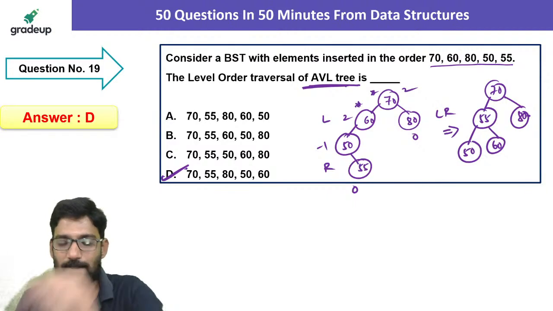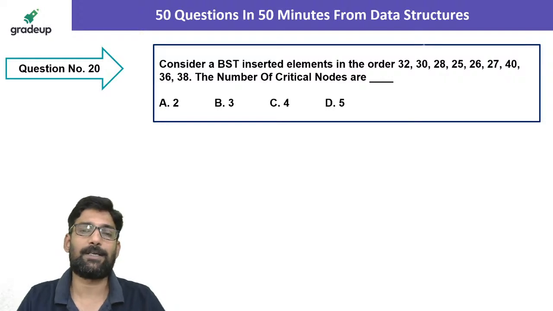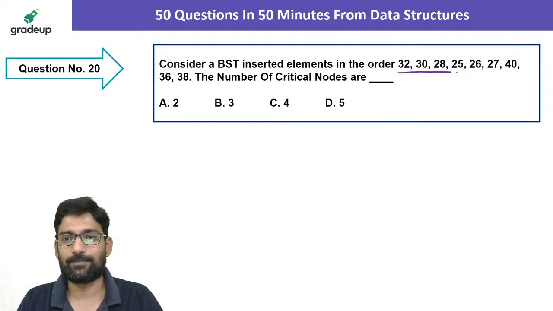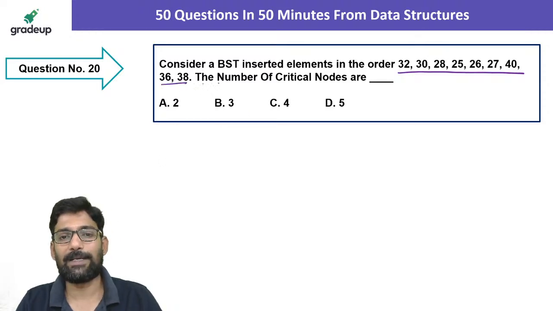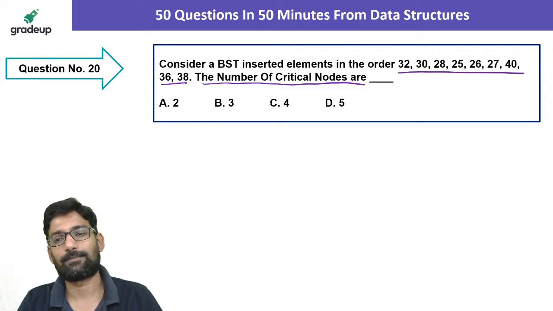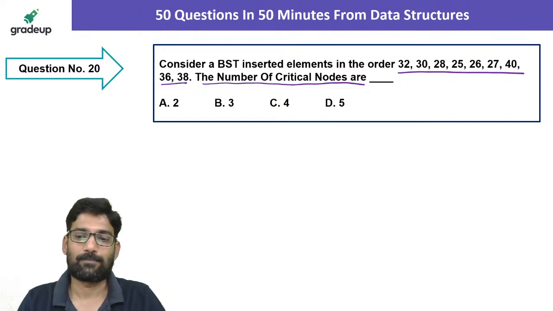Okay. Next question. Consider a BST with elements inserted in the order so and so. The number of critical nodes are. What is the answer for question number 20, guys? Hurry up.